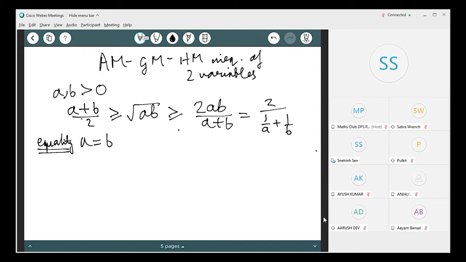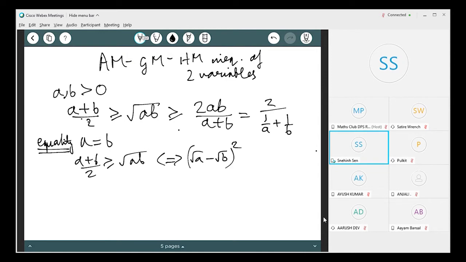So let's try to prove it. We'll show that both of these inequalities are equivalent to some extent. So the AM-GM part you already know. (A plus B) by 2 is greater than or equal to root AB holds if and only if (root A minus root B) whole square is greater than or equal to 0, and this is true by the square inequality, with equality if and only if root A equals root B, and since AB is greater than 0 and no complex numbers pop out, this holds if and only if A equals B.